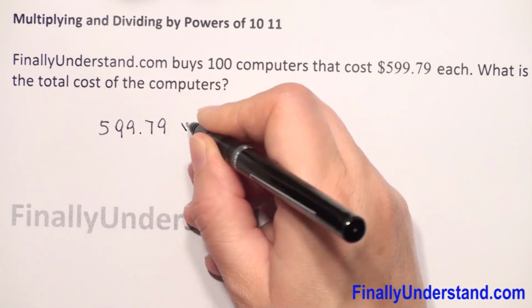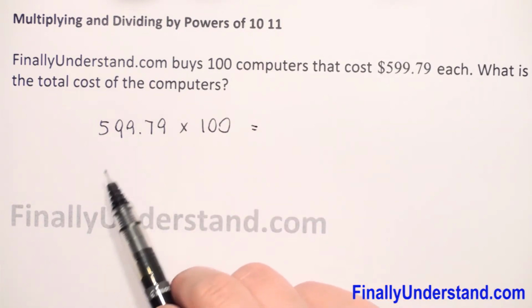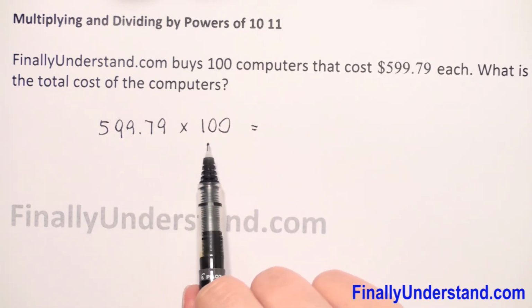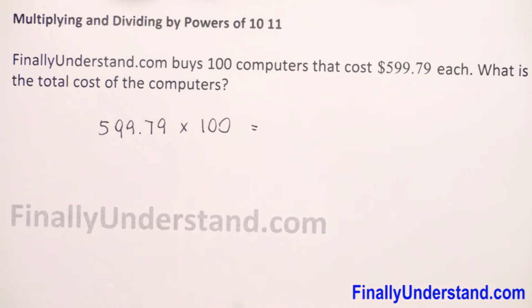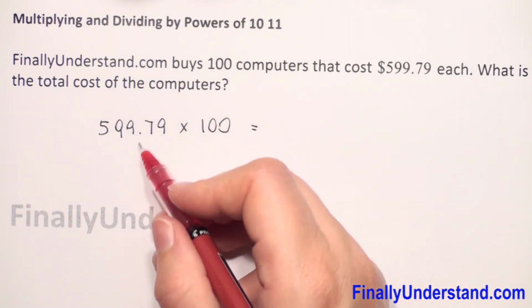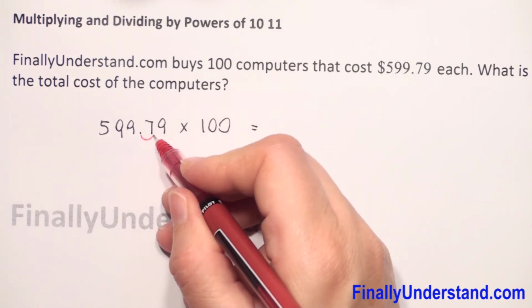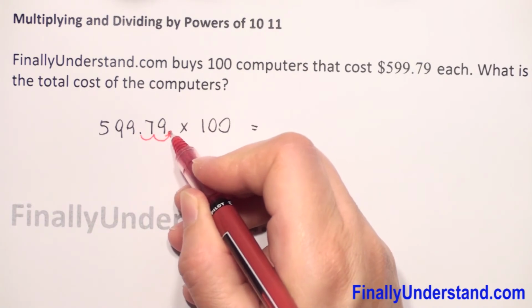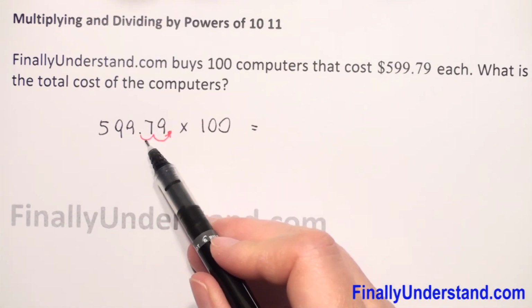599.79 by 100. And again, how do we multiply a number by a power of 10? We have to move the decimal point how many places? Because we have 2 zeros, we move the decimal point 2 times. So it will be 1, 2, at the end after 9. Always when we have multiplication, we move the decimal point to the right.